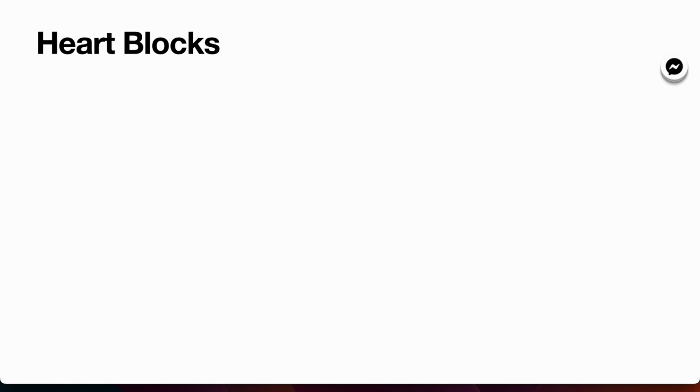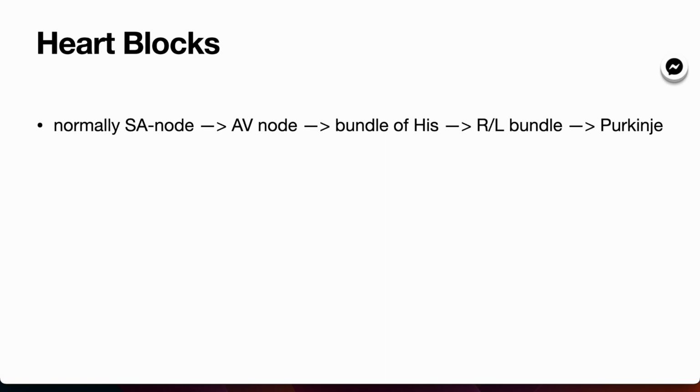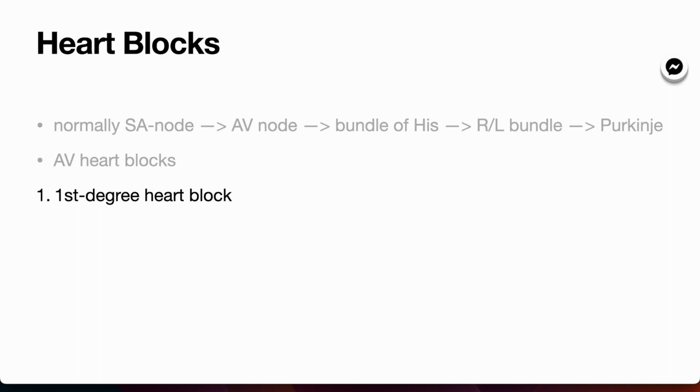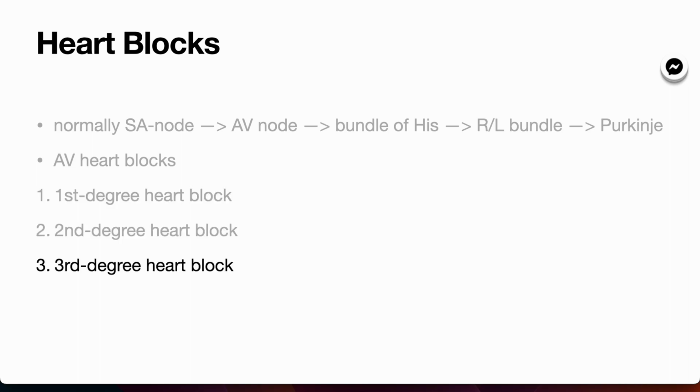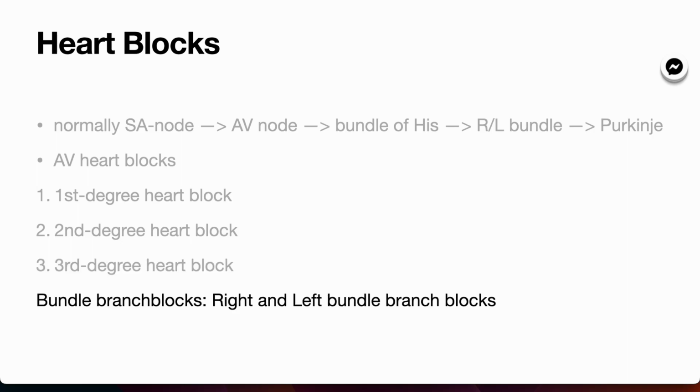Alright, so let's now talk about heart blocks. Normally the conduction comes from the SA node going to the AV node and into the bundle of His, goes into the left and right bundle, and lastly to the Purkinje fibers. So we have AV heart blocks such as the first degree, second degree, and third degree heart block. Also we'll talk about bundle branch blocks, which are the right and the left bundle branch blocks.